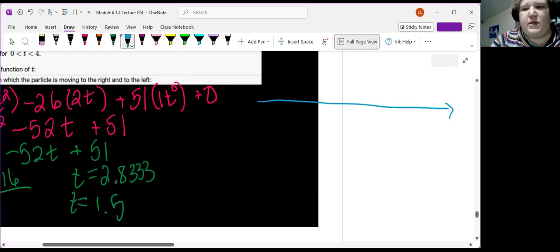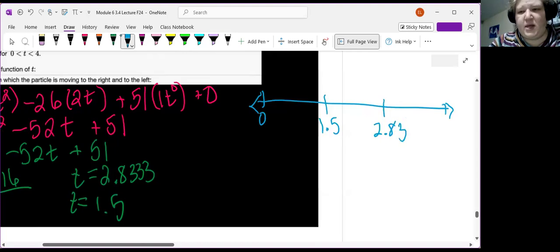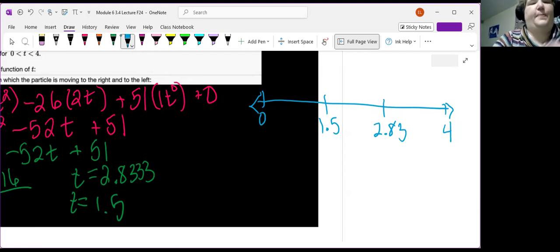So here is our number line. We start at 0, we go to 1.5, then we go to 2.83, and then we go to 4. We don't care what it does before 0 or after 4, but this region we do need to care about. So what we want to know is, where is the velocity positive? Where is the velocity negative?